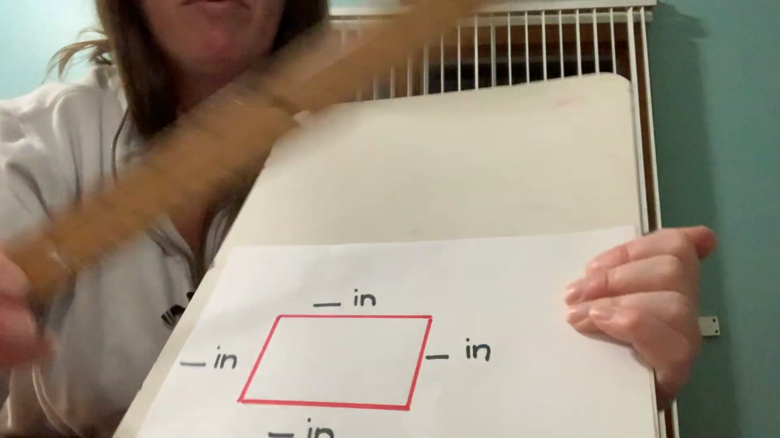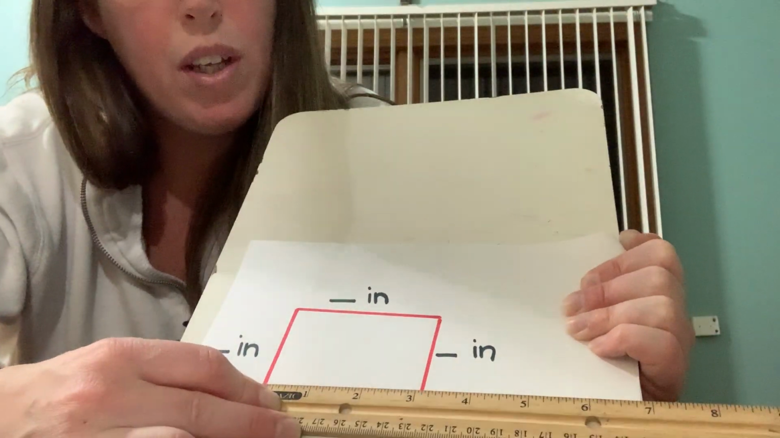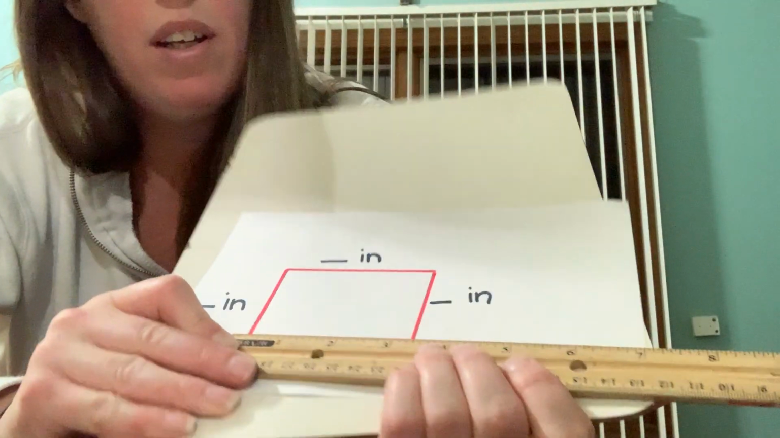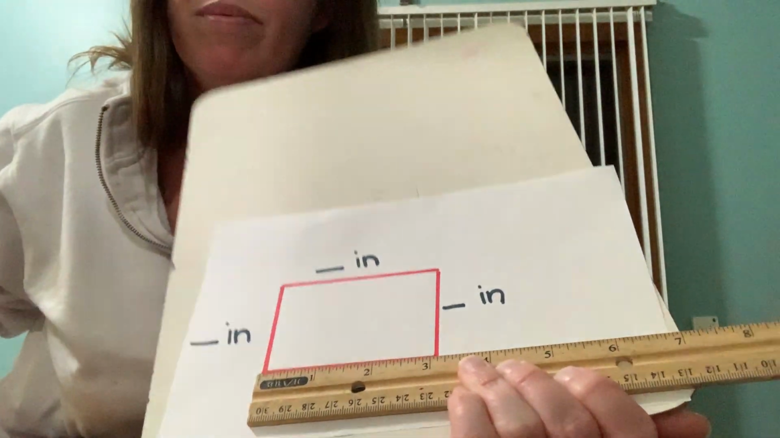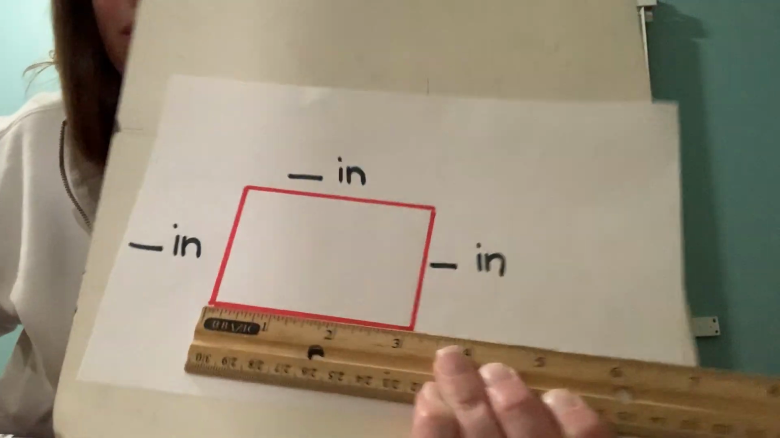So I'm going to measure below. The bottom has a measure of 3 inches. You might not be able to see it, but 3 inches. So I'm going to fill in the 3. This is tough when there's only one of me.